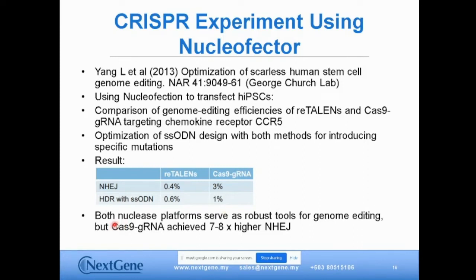This particular publication showed that both nuclease platforms serve as robust tools for genome editing, but the result from the CRISPR system achieved higher efficiency, approximately 7 to 8 times higher in terms of NHEJ compared to the TALEN method.